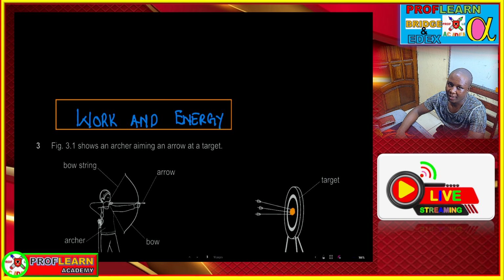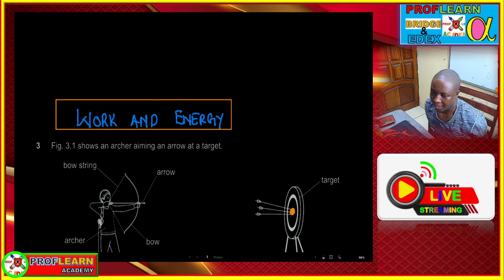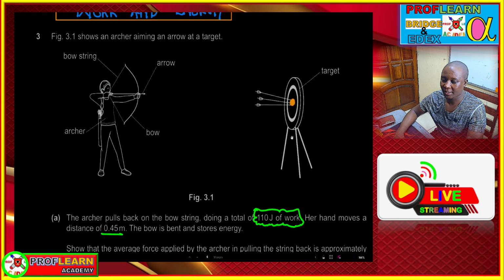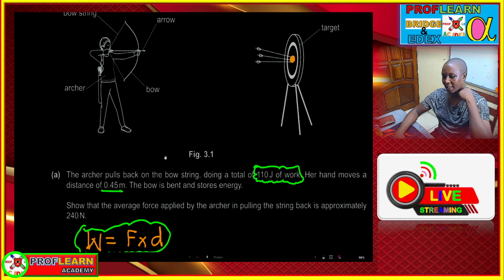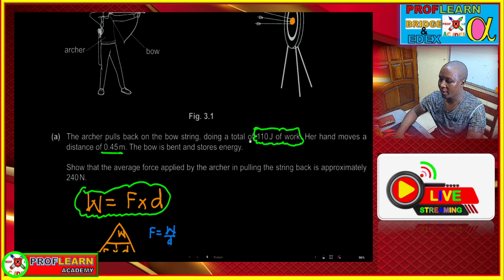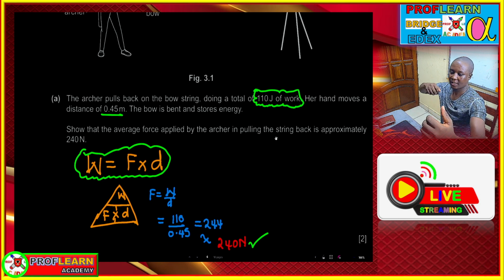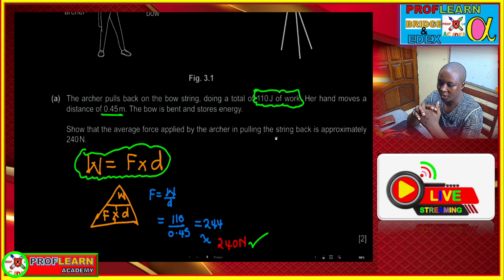Now, work and power. In IGCSE Physics, you need to know how to work out questions to do with work, power, and energy. Here we have an archer who is trying to shoot an arrow, aiming at a particular target. We are told that the archer pulls back the bow, doing a total of 110 joules of work. Her hand moves a distance of 0.45 meters. You'll be asked to calculate the average force.